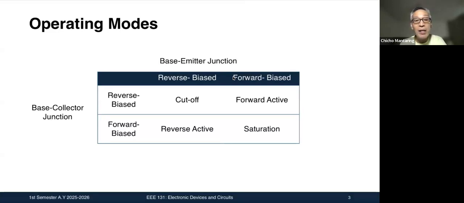The operating mode of a BJT depends on the state of the base-collector junction and the base-emitter junction combined. So you have 4 possible combinations, resulting in either cutoff, forward active, saturation, and reverse active operating mode. Remember that the reverse active operating mode is not really a useful operating mode. Usually you get into that operating mode only by accident.